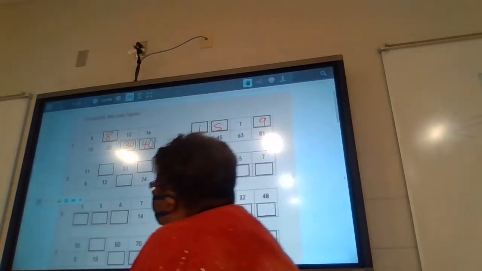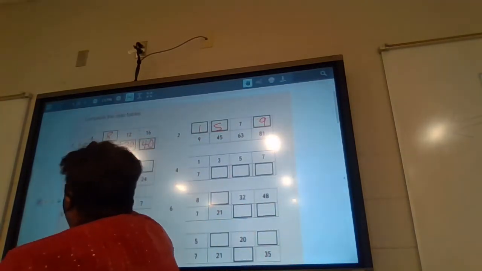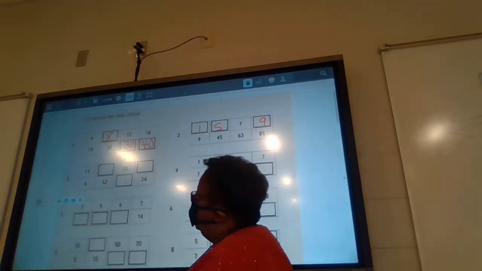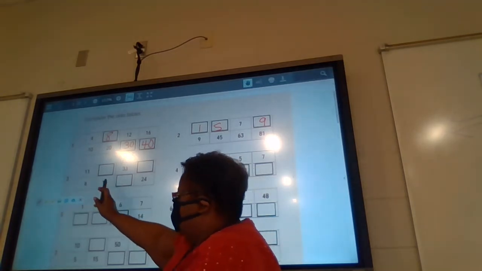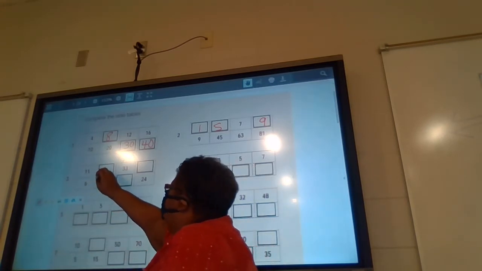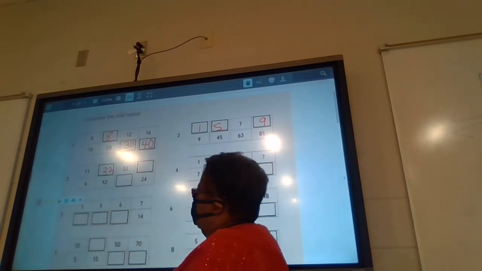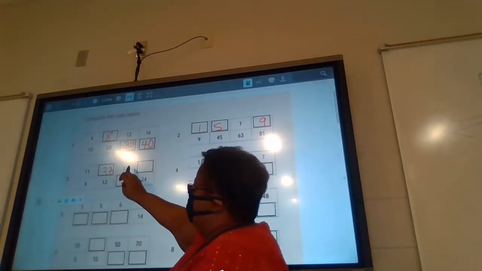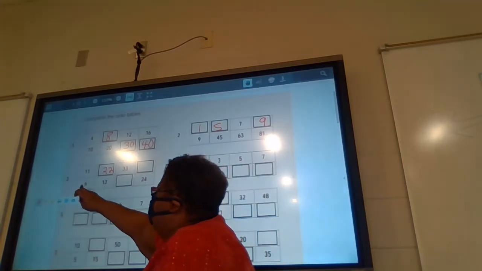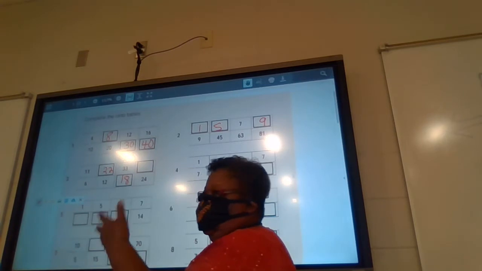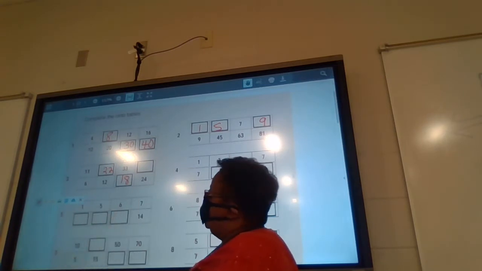So let's look at number 3. 6, what are we going to multiply this 11 by? How do we determine? What do they multiply 6 by to get 12? 2. So 11 times 2 is 22. Great. Okay, 11 times 3 is 33. So down here we have to do 6 times 3, which is 18. So all of these are equivalent fractions to 11 over 6.